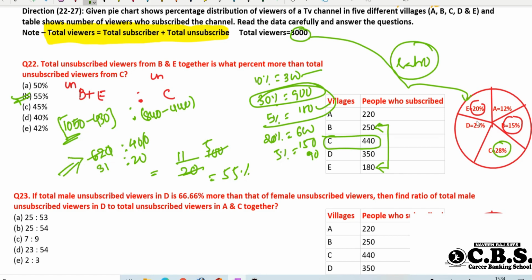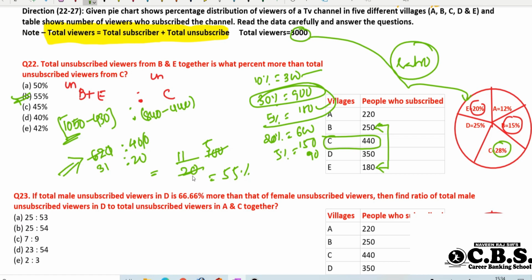And from C village, how much? 28%. So 28% means what? You can subtract 2% from 900. It is also very easy. So 1% is 30, 2% is 60, 900 minus 60, 840. That is very easy to find the value of 28% with respect to 30%. 840 are the total viewers and 440 are the subscribed viewers, and unsubscribed viewers are 400. The ratio is 31:20.